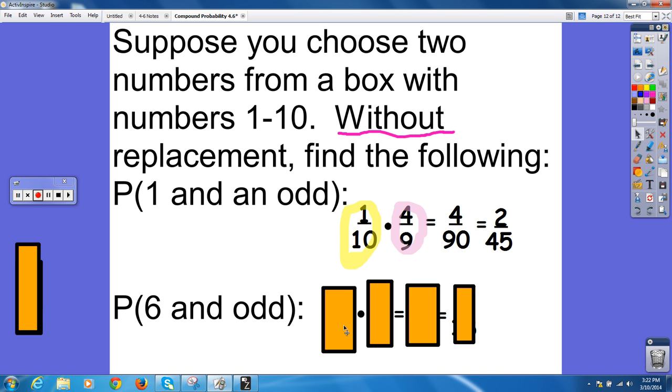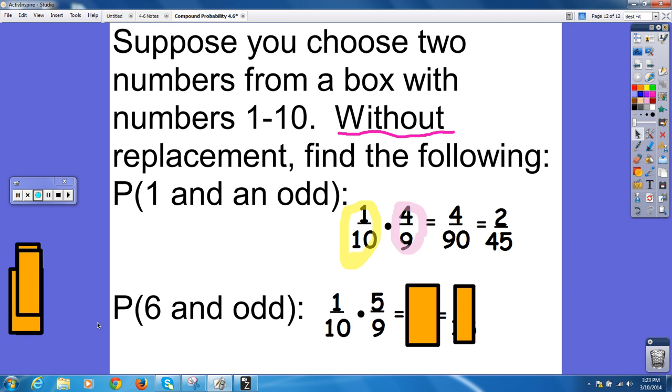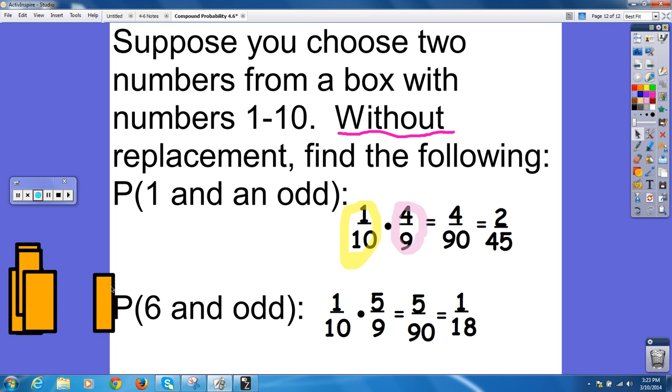All right, now let's go through the problem. The first one is picking a 6. Well, there's 1 out of 10 that are a 6, and then we're going to multiply that by the second probability. This changes a little bit. We see that the problem started the same as the last one, but now there are 5 odd numbers. There's a 1, a 3, a 5, a 7, and a 9, which is 5 out of the 9 left, for a total of 5/90, which means 1 out of 18.